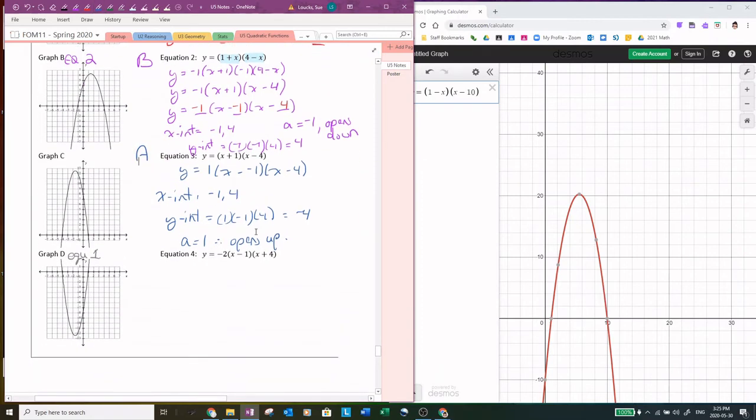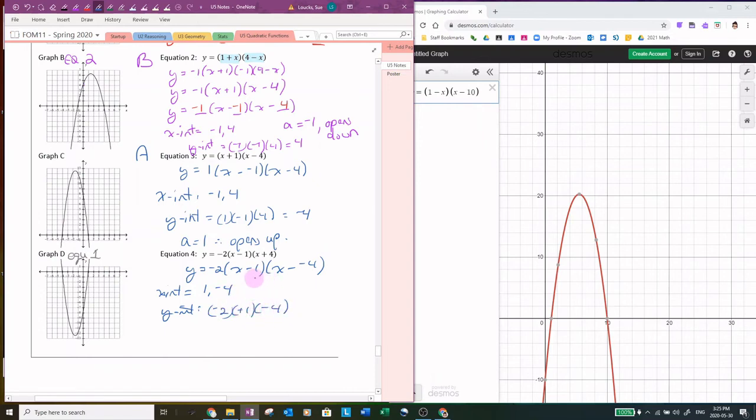And the last one, now, you could just skip it and assume that it's equation C, but I could have done two graphs with the same equation. We've seen that before, so we should work through this one as well. So this is going to be y equals -2 times (x - 1) times (x - -4). So my x-intercepts are 1 and -4. My y-intercept is -2 times -1, oh sorry, times +1 times -4.